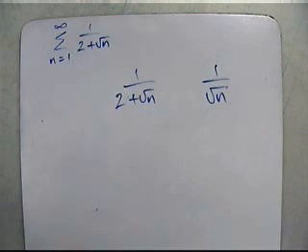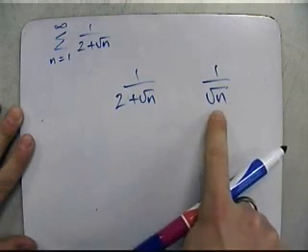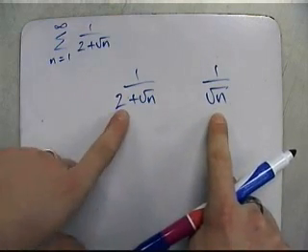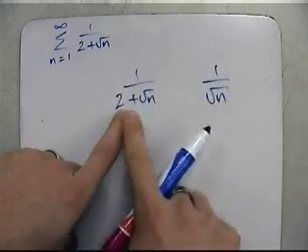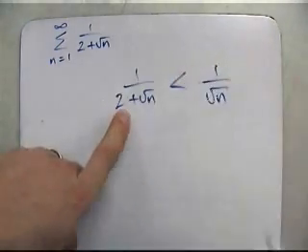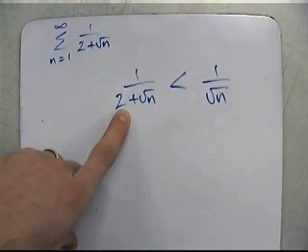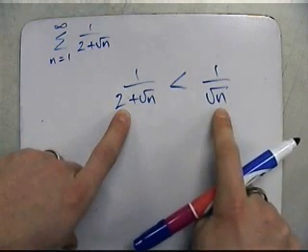Okay, so which one's bigger? The one I picked, right? This one's bigger, right? The denominator on this one is bigger than this one. So if the denominator is bigger, then the number is smaller. The entire series will be smaller. So my sign's got to go this way, right? Everybody okay with that? Okay, that one's bigger all the time.